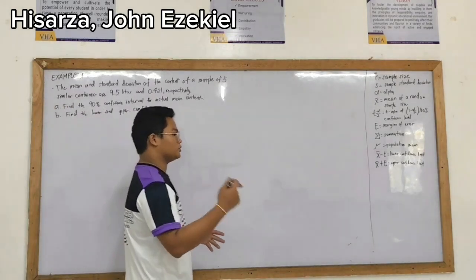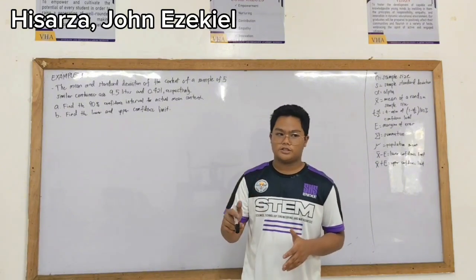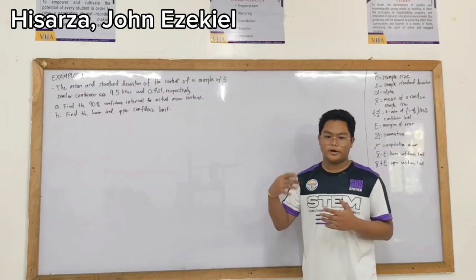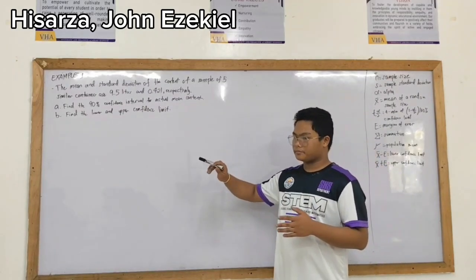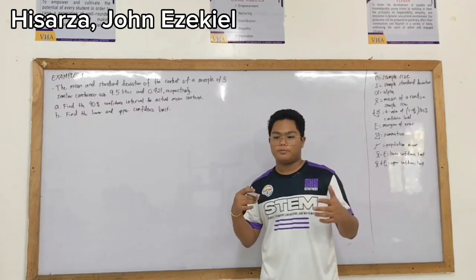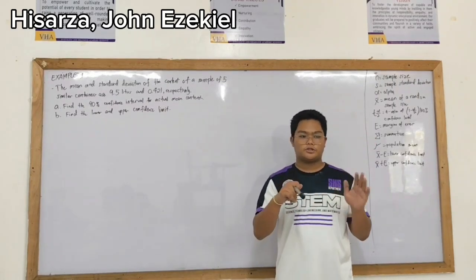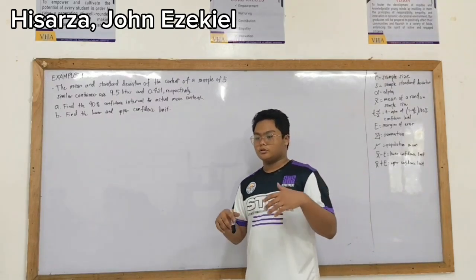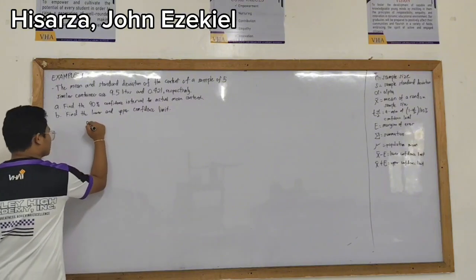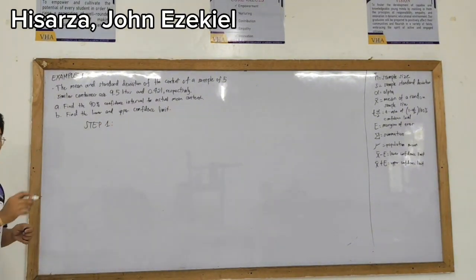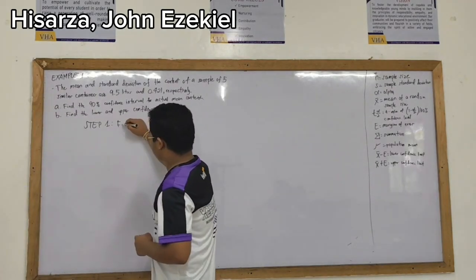So the first thing we're going to do is discuss the step-by-step process, because there is another way to get the answer, but I will present that later. So now let's proceed once again to the step-by-step process. The first thing we're going to do is get the degrees of freedom.